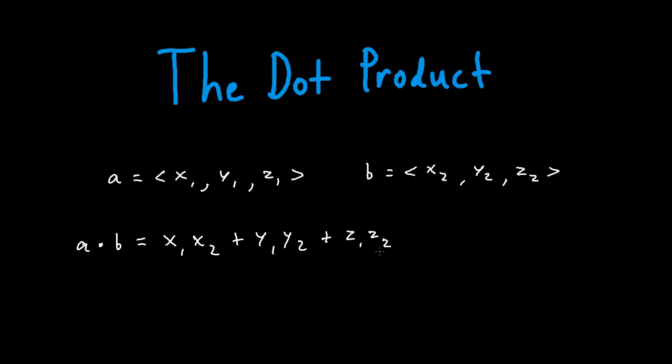And if you're multiplying vectors that don't have three components, they just have two, x and y, then you don't have to worry about the z.